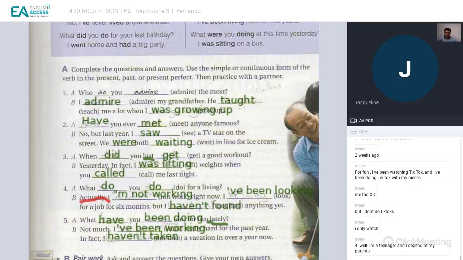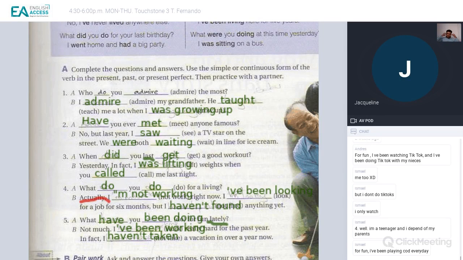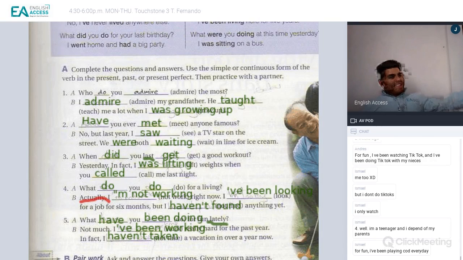Yes. Are you going to be a TikToker or no? No. I would be a TikToker. I need a better phone. I need Andres's phone so I can be a TikToker. Well, thank you so much, Jackie.